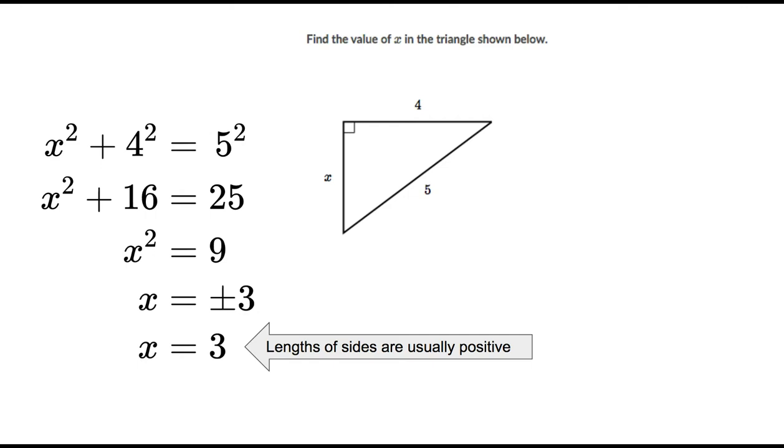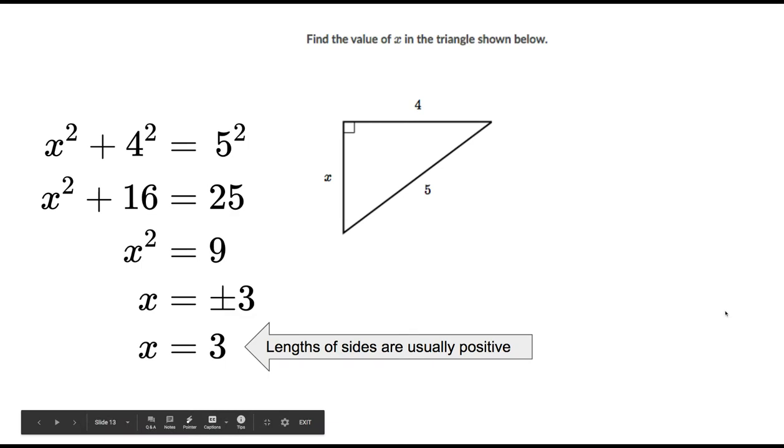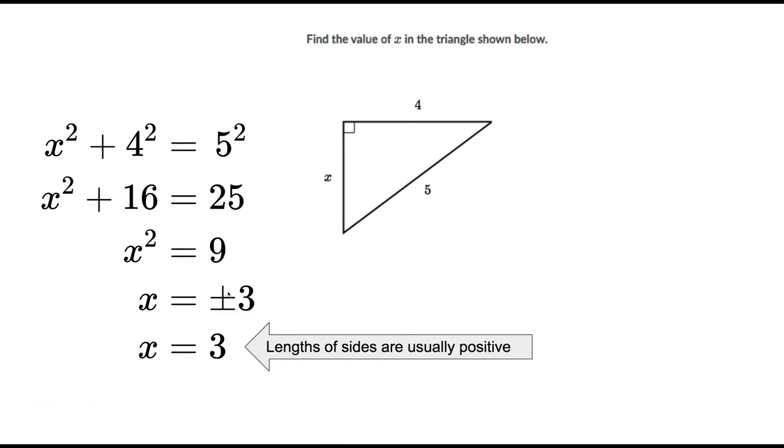Hopefully you recognized right away that this was a 3, 4, 5 triangle. Now I want to remind you that when we're solving a square equation like this one, x squared equals 9, there are two answers, plus or minus 3. But when we're doing geometry, the lengths of the sides of things are usually positive, so we can skip the step where we say plus or minus and just jump to saying that the answer is positive 3.